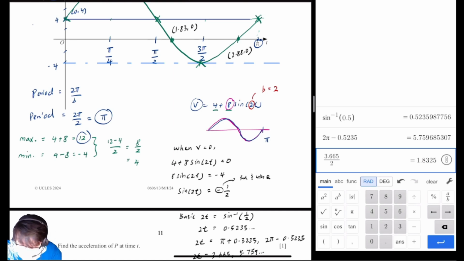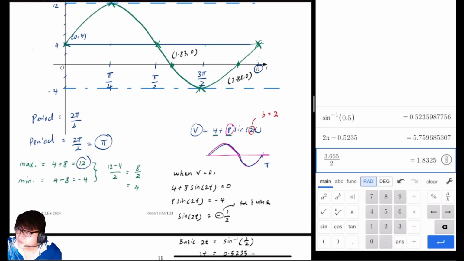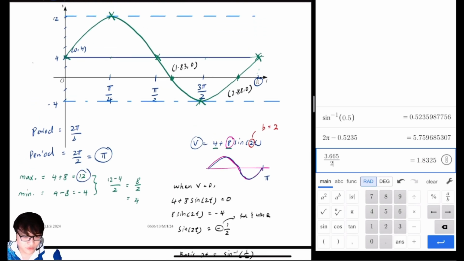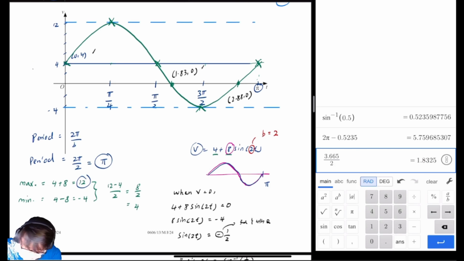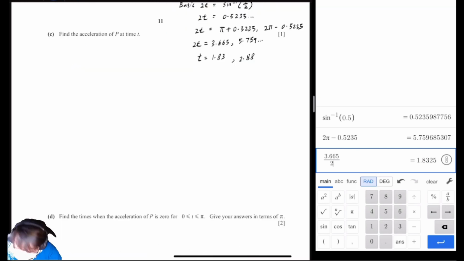Okay, and I think it's pretty reasonable, right? 3.14. Yep, that is basically what we have here. All you need to do is to just label them and then show all of your graphs here. Okay, next question. Find the acceleration of p at time t.